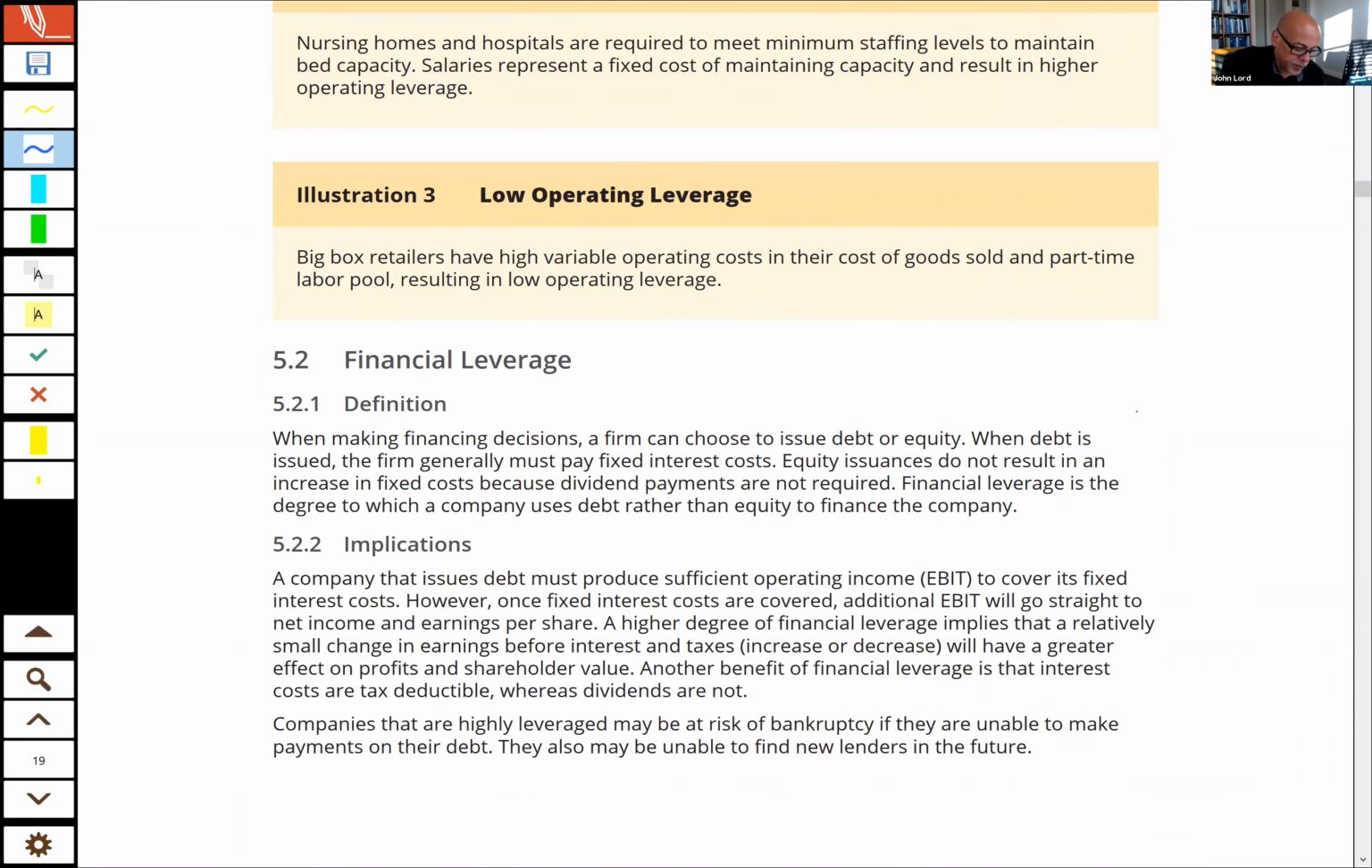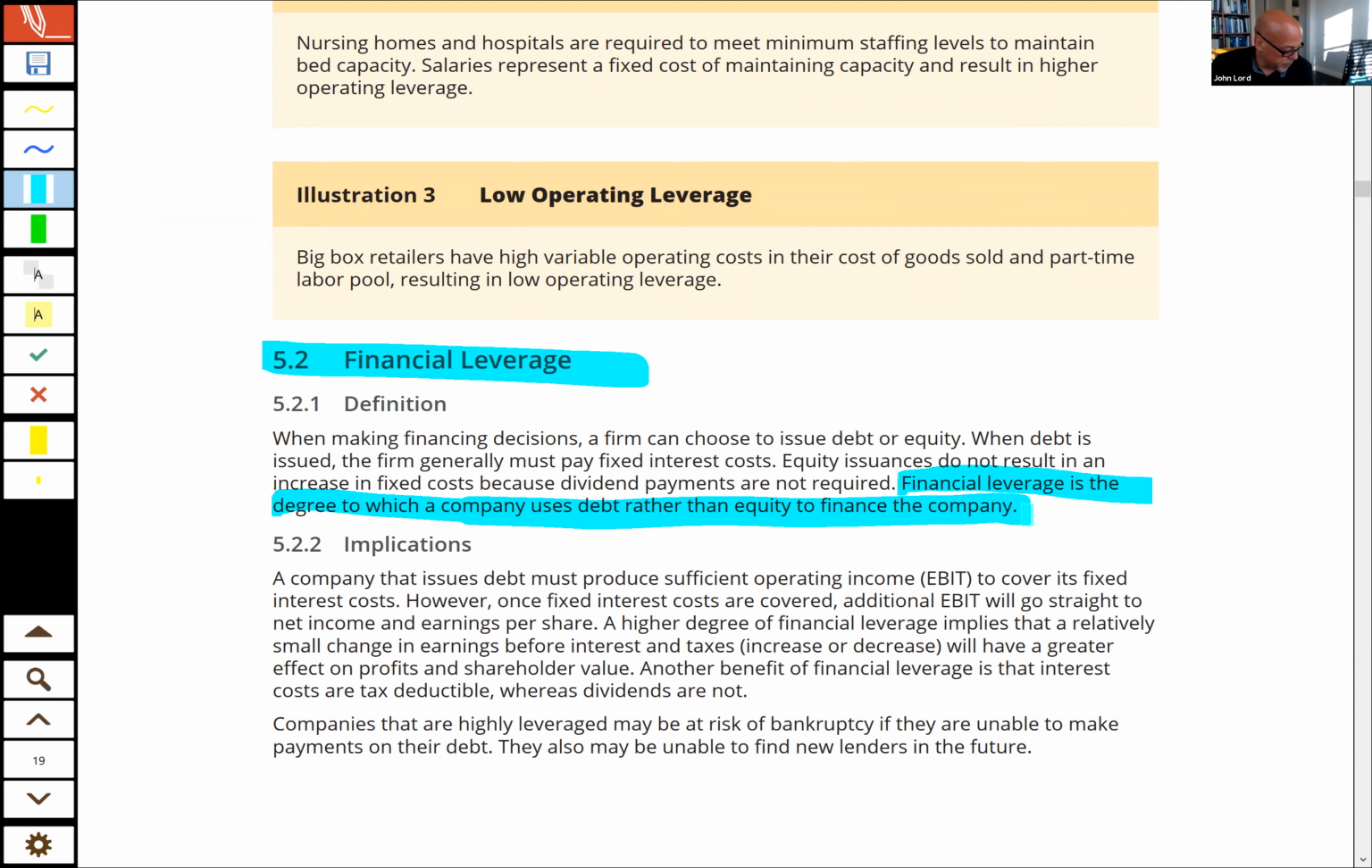Now, let's look at financial leverage. With financial leverage, we're going to see that the more fixed interest we have, the higher our financial leverage. So financial leverage is the degree to which a company uses debt rather than equity to finance the company. So a company that issues debt must produce significant operating income to cover its fixed interest costs. However, once fixed interest costs are covered, additional earnings before interest and taxes will go straight to net income and earnings per share.